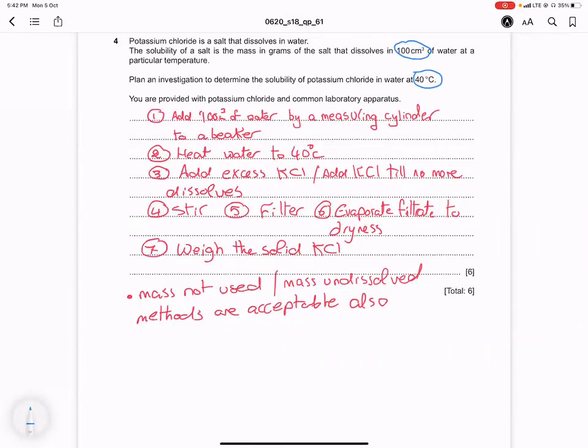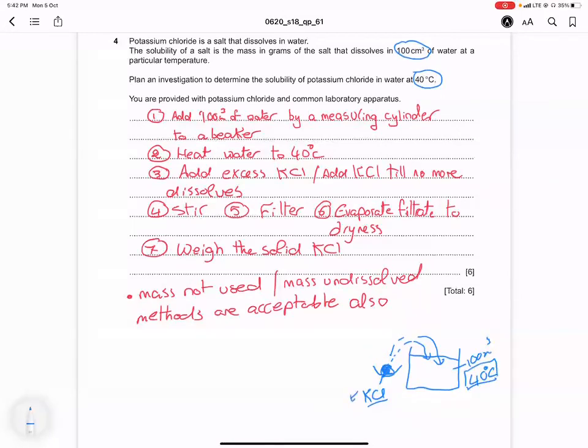Okay, so what does he want in this experiment? He tells you that the solubility of a salt is the maximum mass of the salt, okay, assume this is the salt, the maximum mass of the salt that you can dissolve in 100 centimeter cubed of water at a certain temperature. And then he told you that the salt in the experiment will be potassium chloride, and that the temperature he wants to measure the solubility at is 40 degrees Celsius. So how can I know the maximum mass of potassium chloride that can dissolve inside 100 centimeter cube of water?